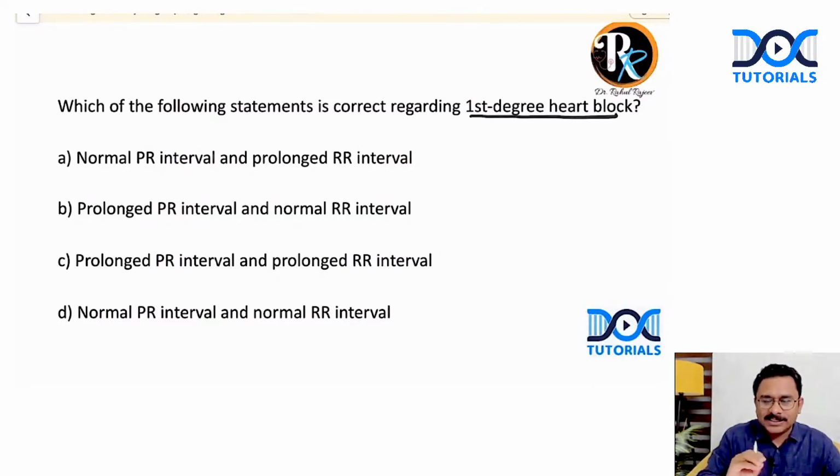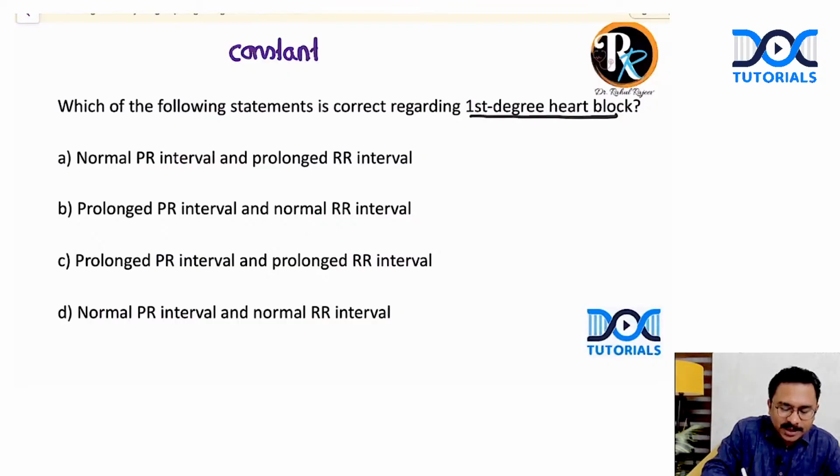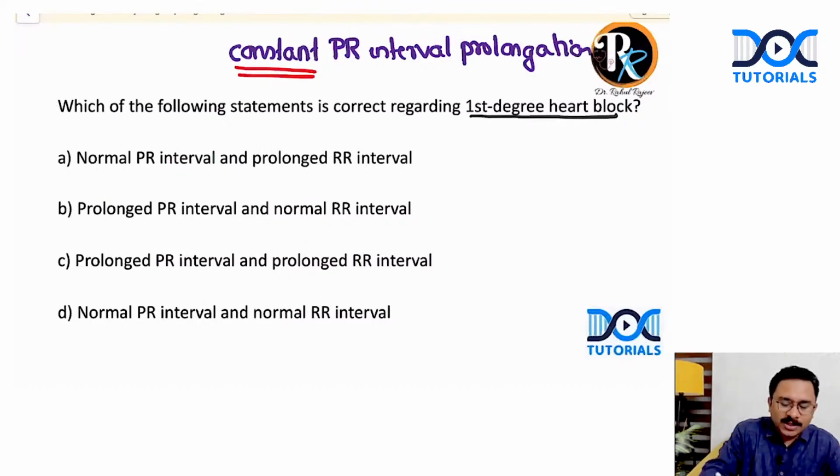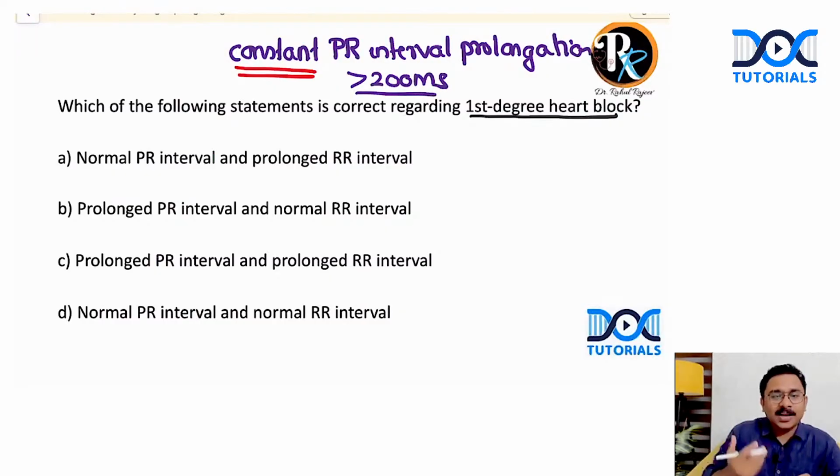So in case of first degree AV block, remember, there is a PR interval prolongation. In first degree AV block, there is a constant PR interval prolongation. There is a prolongation, but it will be constant, which means the PR interval will be more than 200 milliseconds, right? So the PR interval is prolonged.